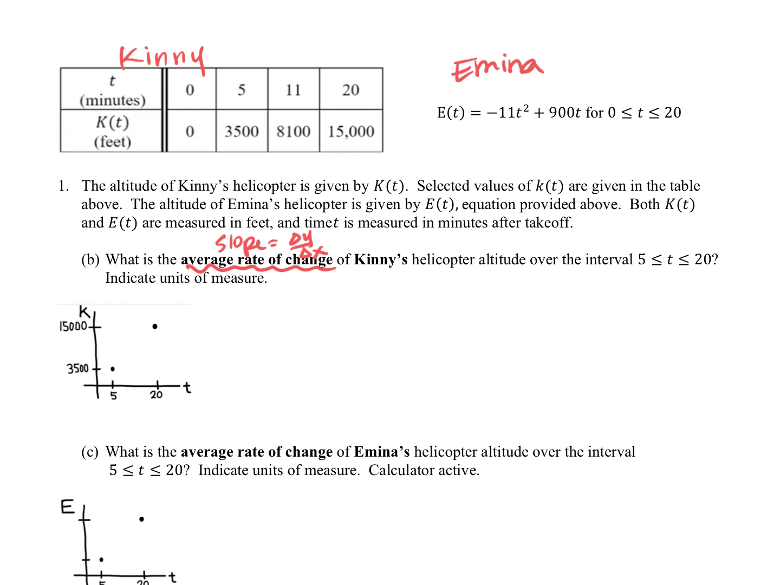What is the change in y over change in x from 5 to 20 of Kenny's? Check that out. They're saying use this point and use that point. What would be my change in y over change in x there? Let's just write it out. 15,000 minus 3,500 over change in x, 20. And you're done.